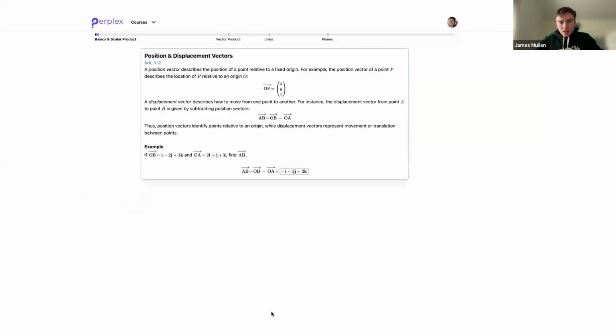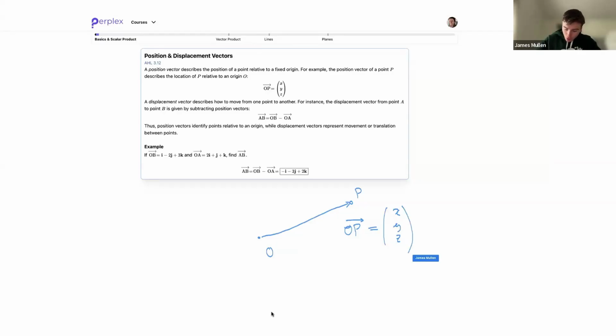With that understood, let's talk about position vectors versus displacement vectors. A position vector describes the position of a point relative to a fixed origin. We can define some point O to be the origin of our coordinate space. Then we can say that the arrow connecting O to a point P, let's say this is P, is going to be the vector OP. And it can have any form (x, y, z). We don't really know what the coordinates are.